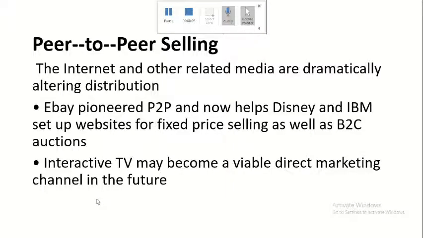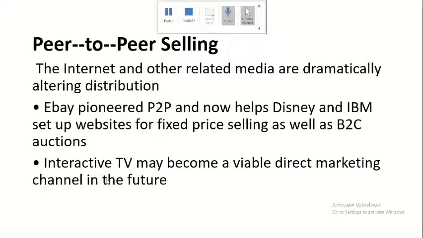And next is peer-to-peer selling. It is always based on the internet and any other related media that are dramatically altering how someone buys a product. Or the customer experiences a brand and then they share it with their peers.